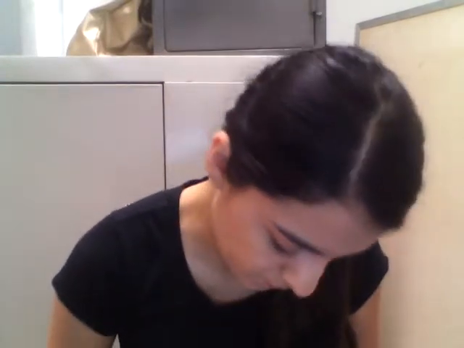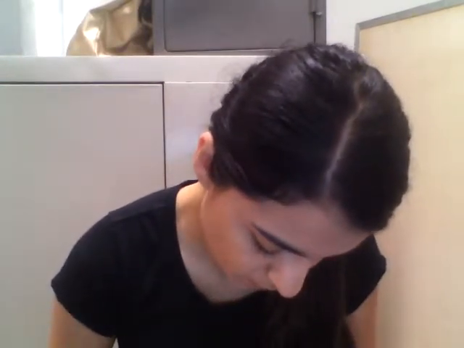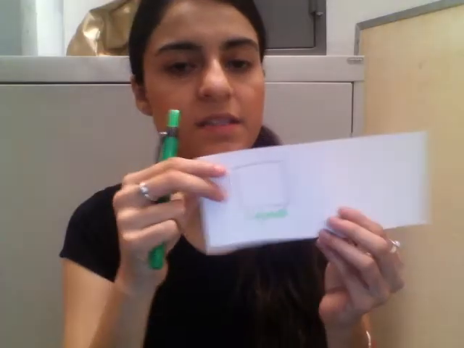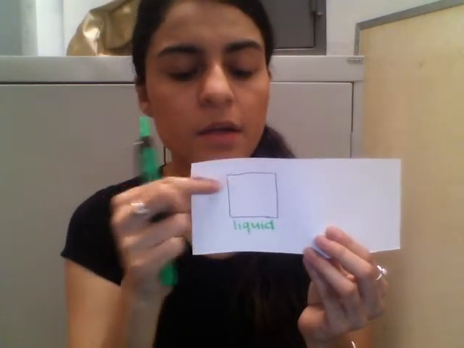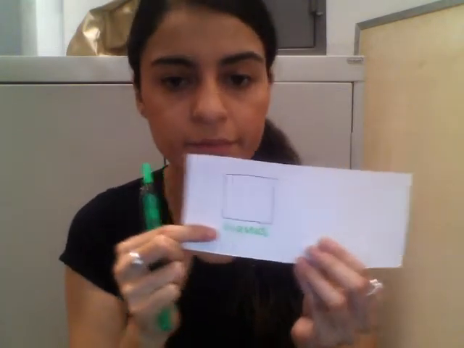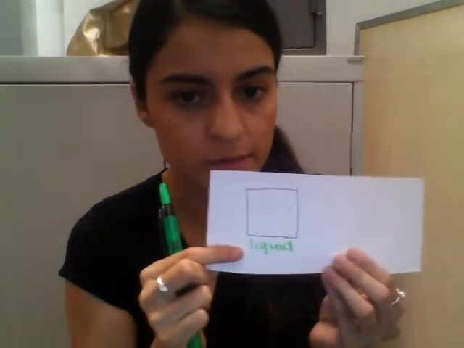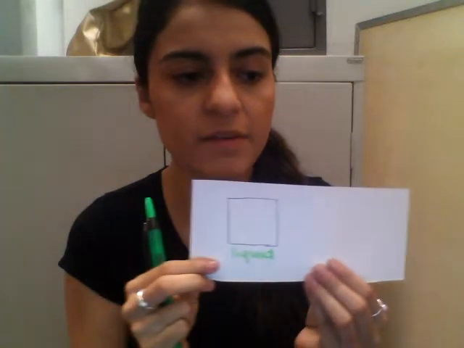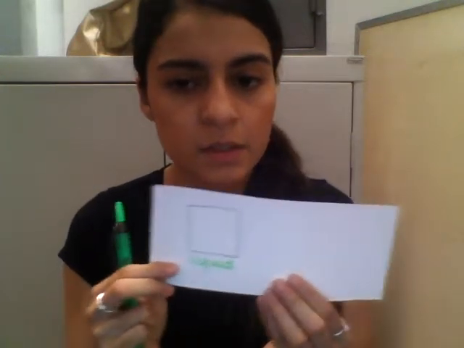Okay, and our next state of matter will be liquid. So go ahead and label liquid on the bottom of the square. Okay, so just like this, another square with liquid. Okay, is everybody good? Does anybody have any questions so far?